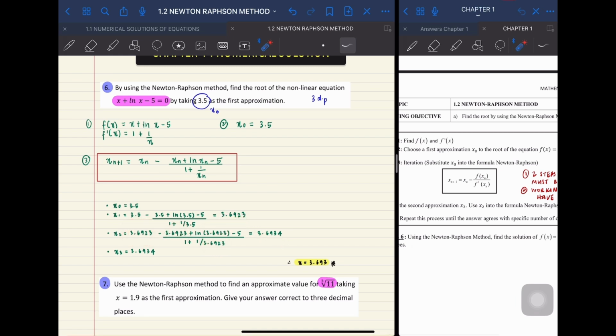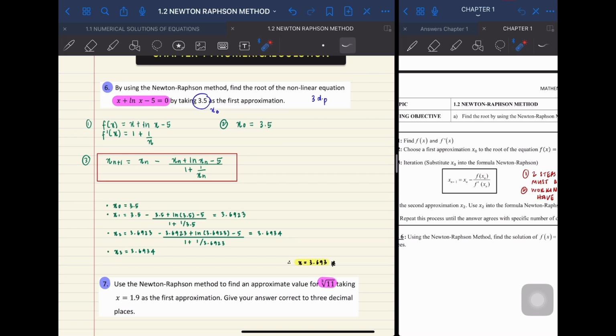Okay, actually from the video, you know that you don't need to calculate one by one. You can directly use the calculator. As you can see over here, I have 4 decimal places. Why? Because we need 3 decimal places as our final answer, so make sure we have 1 extra decimal place, right? So that's why I have 4 decimal places over here.